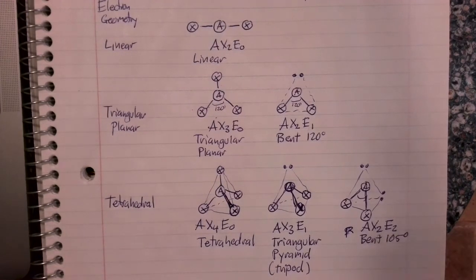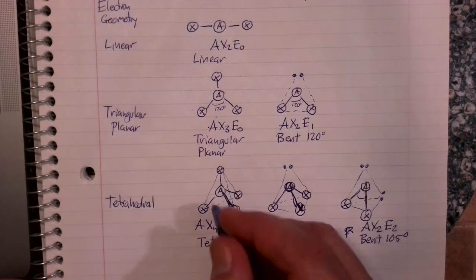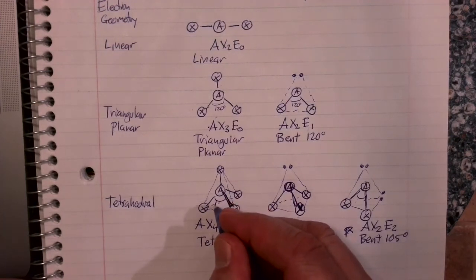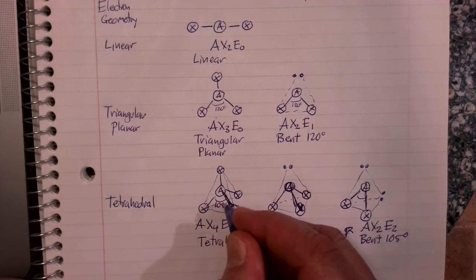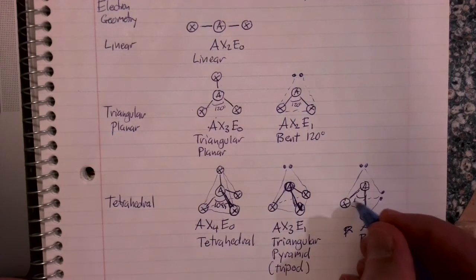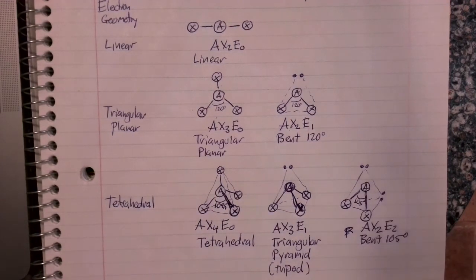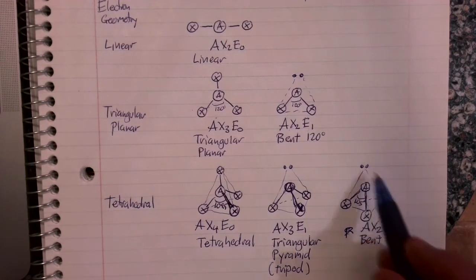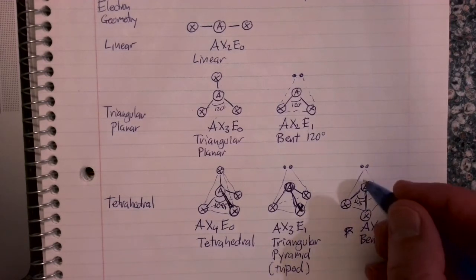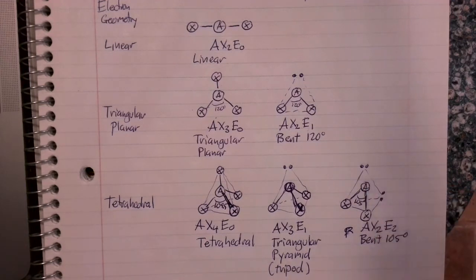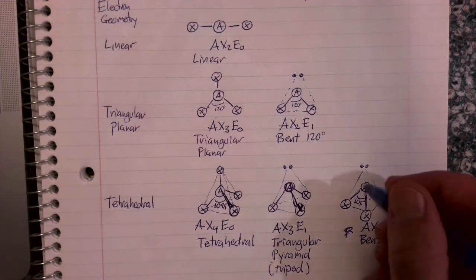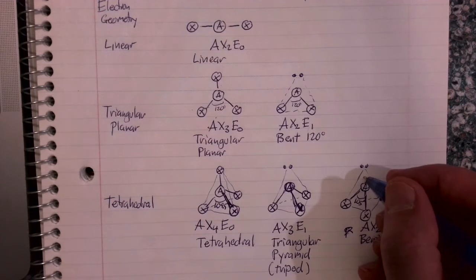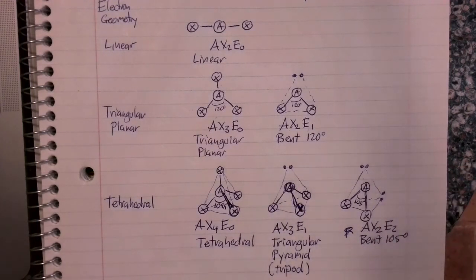Right? Because the angles within a tetrahedron are about 109.5. And you might say, well, why is this smaller? Why is this 105? And the answer is that unshared pairs of electrons, while I've drawn them at exactly the same location as the bonds, actually sit closer to the central atom because they're not shared by anybody. And so these guys would actually sit closer to the central atom, and they have a little bit more repulsion than bonding pairs. And so this would be bent 105.